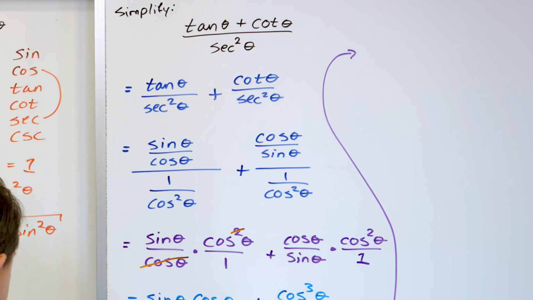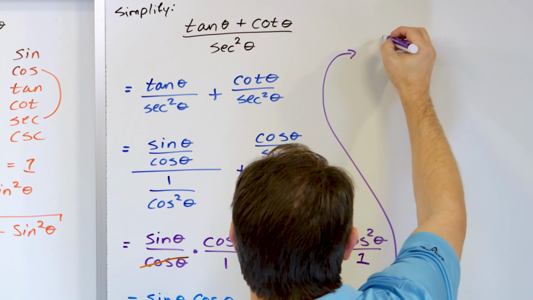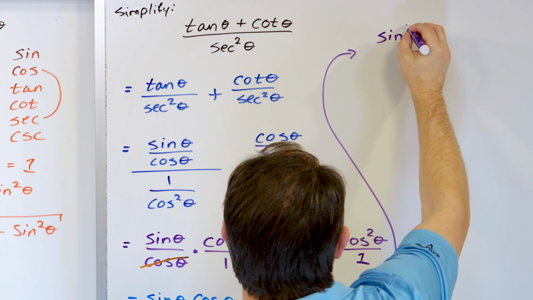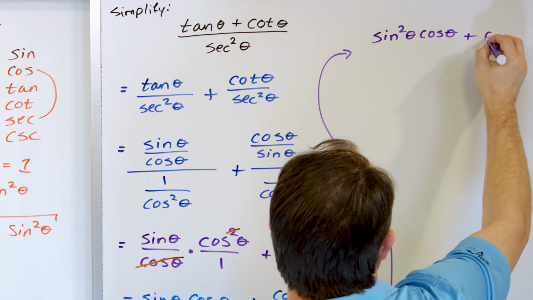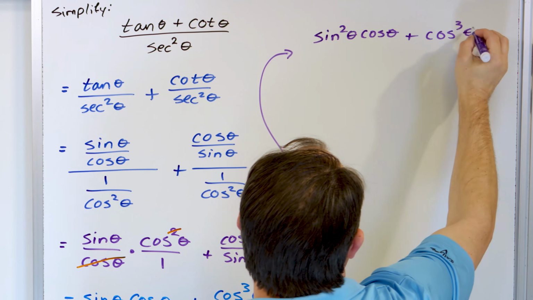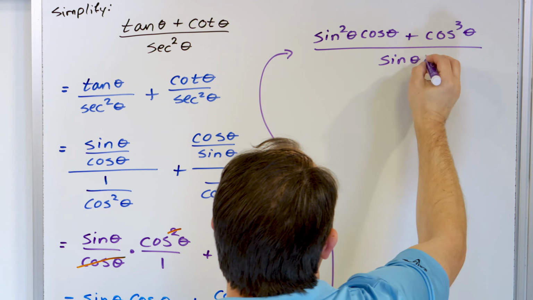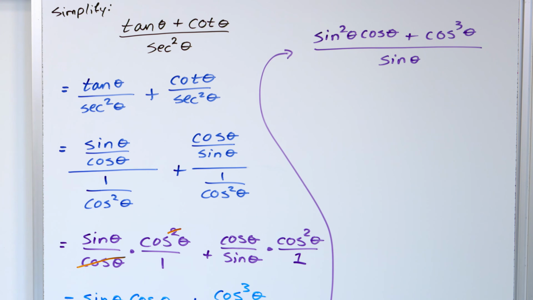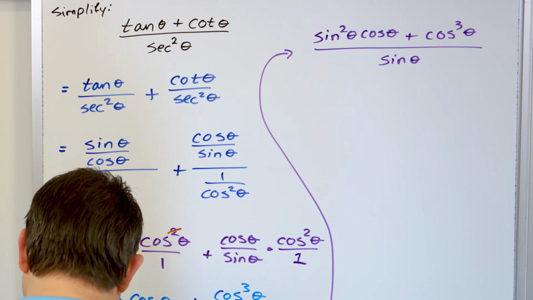Let me catch up and just check myself. Everything's going well so far. I'm going to rewrite what I have. Sine squared of theta, cosine of theta, plus cosine cubed of theta, and then all on the bottom, sine of theta. All right, all I've done is a direct copy of this, right? Then you ask yourself, okay, what could I do next?